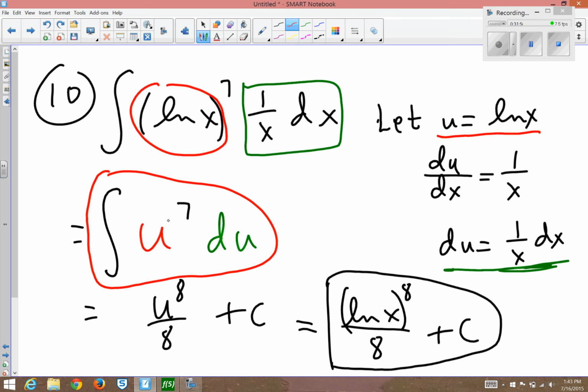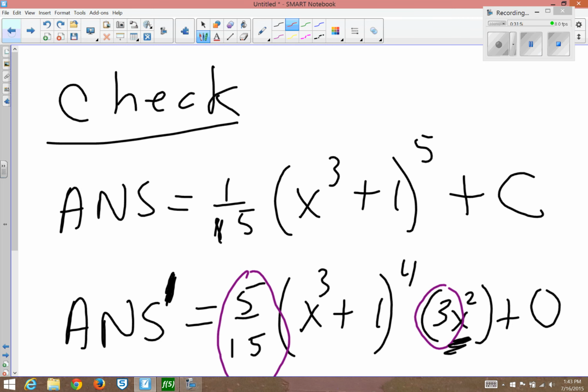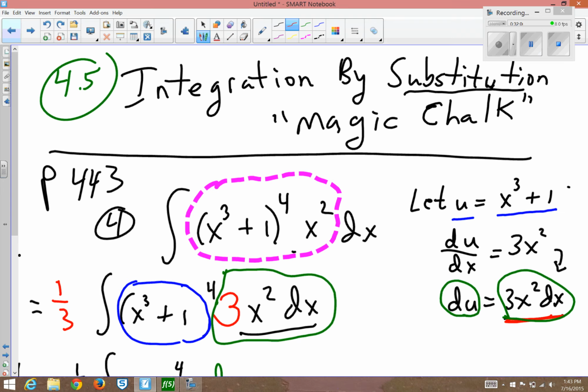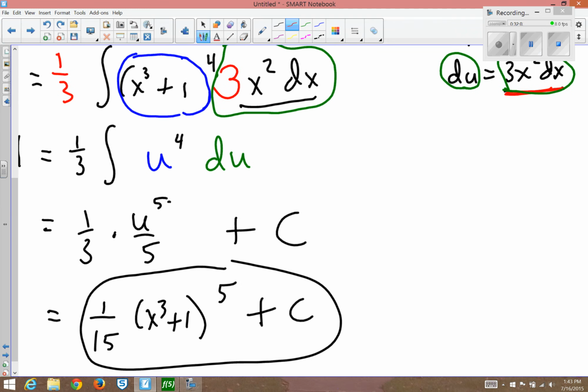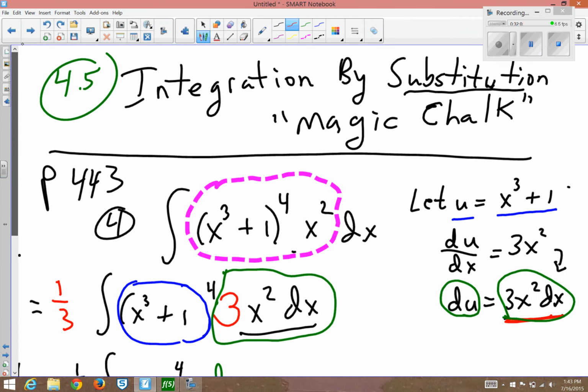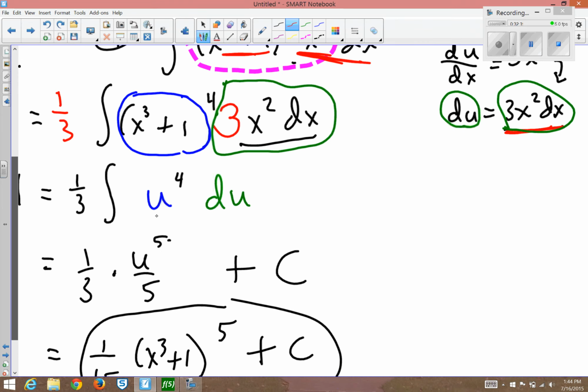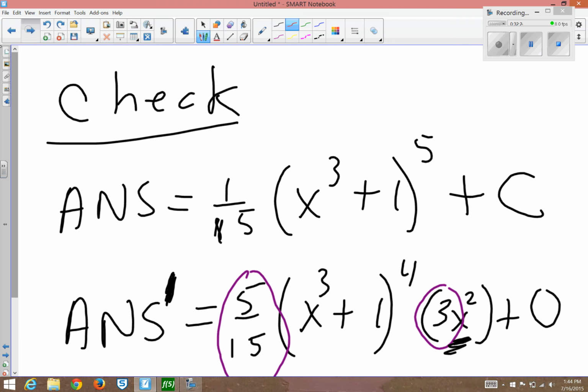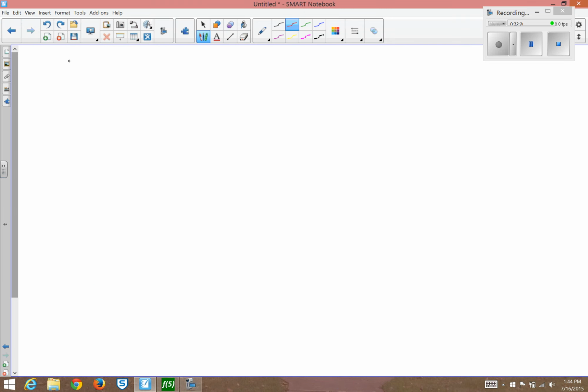Like we know the integral of u to the 7th du. And in this one, we know the integral of u to the 4th du. So the rules were, u has to equal something that's here, du has to also be here, except it's okay if a 3 is missing. And then it has to turn into something we know. We know the integral of u to the 4th du. So 3 rules. Let's show those with number 18 on page 443.